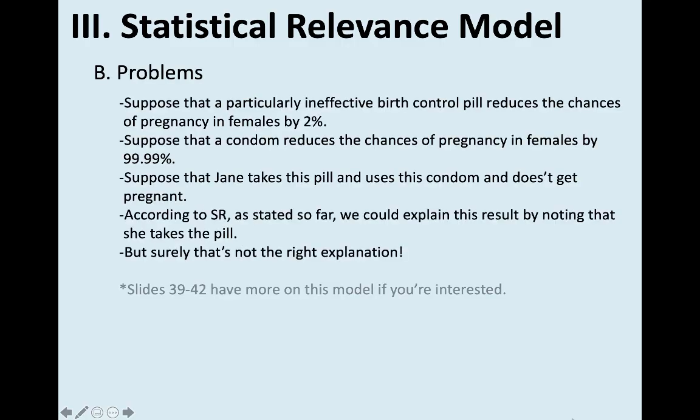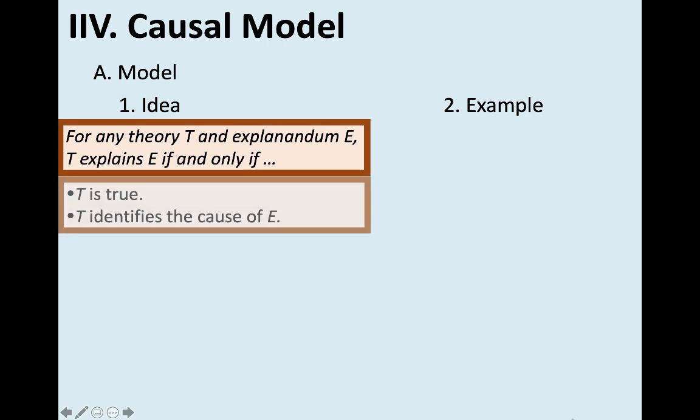The point is, the statistical relevance model does not offer a sufficient condition for being a scientific explanation because you can satisfy the conditions laid down by the model. That is, a theory can be true and express a statistical relevance between two properties, and yet pointing to the presence of one property doesn't explain the presence of the other. Okay, the final model is the causal model, and we'll save that for the next segment.